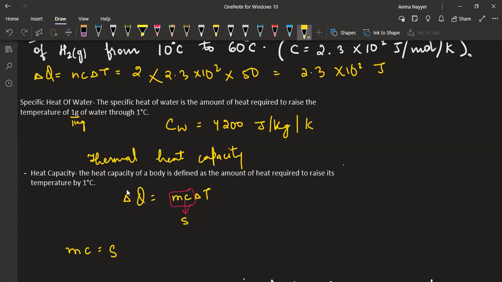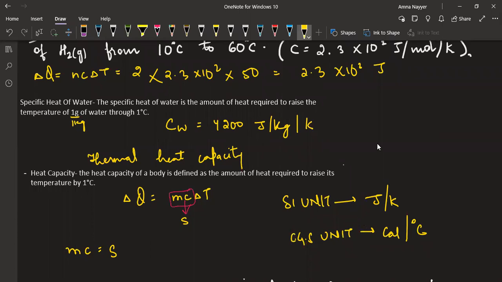So specific heat of water was CW. Everything will be the same, MC delta T, whichever quantity is getting used directly with this. And see one more thing here, SI unit will also change. SI unit will be joules per Kelvin. And this is CGS unit, this is calorie per degree Celsius.